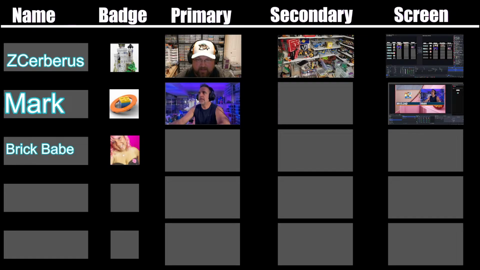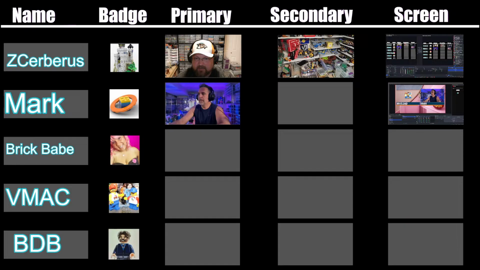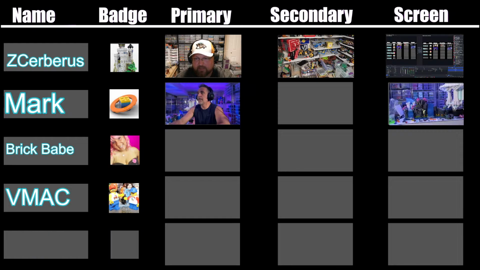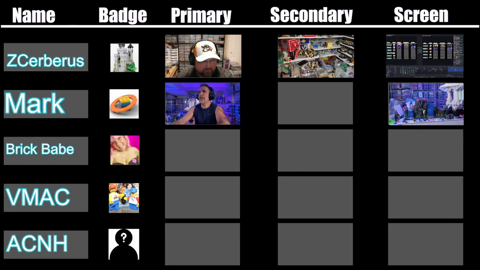I'll put VMAC in at number 4. Brick Dad in at number 5. Cool, huh? And then if we had a guest, I'd put the guest in. So I can put the guest in instead of Brick Dad in number 5. I'll click that. And there it goes. That's my screen share.